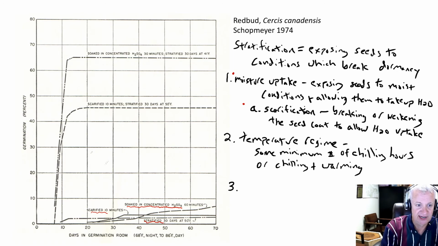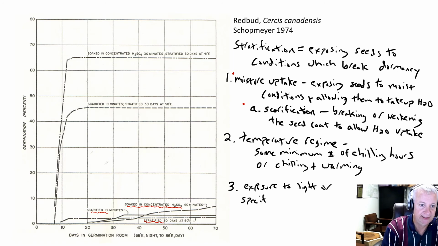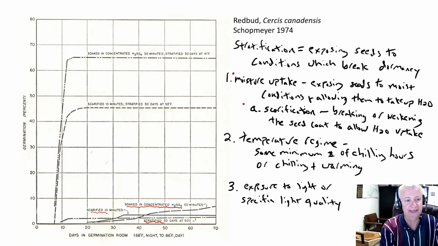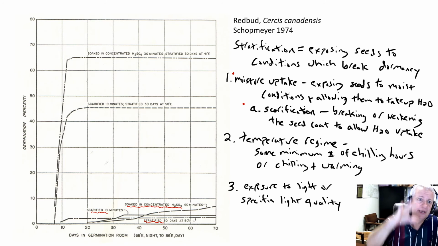So we talked about either exposure to light or some specific light quality, and I'll remind you of that and show you that alder table again. So those are probably the most common regimes necessary for stratification of seed, and often species will require more than one of these in order to germinate.